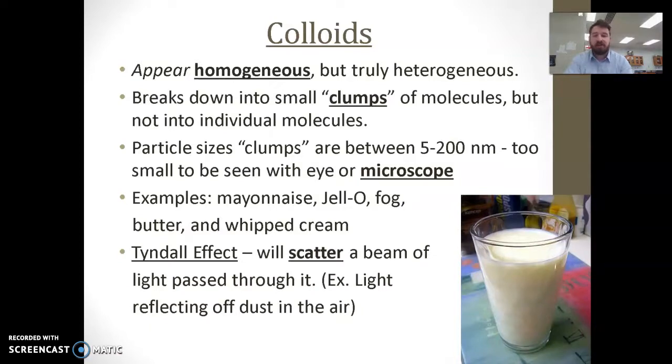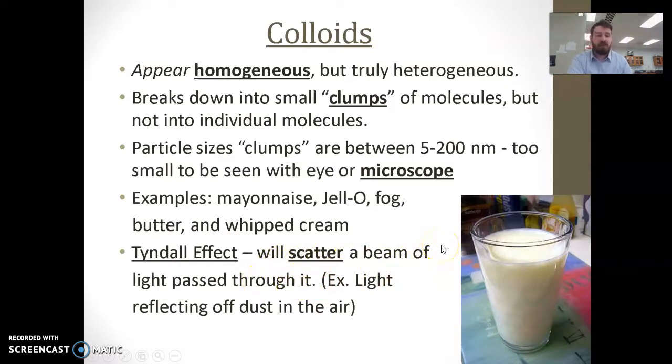Right? And we were talking about the laser pointer with solutions, and you're probably wondering, why are we talking about laser pointers? Well, it's because of our colloids, and colloids display what's called the Tyndall effect. So this is how we know those particles have not fully dissolved, and we do not have a true homogeneous solution, because we can see a beam of light scatter as we pass through it.